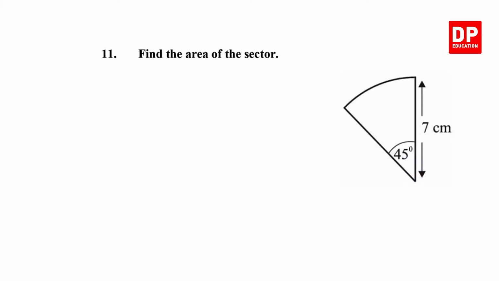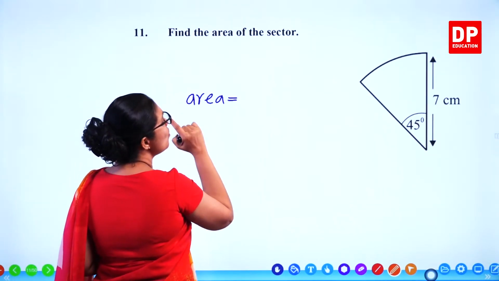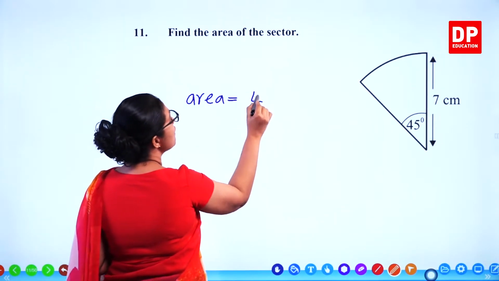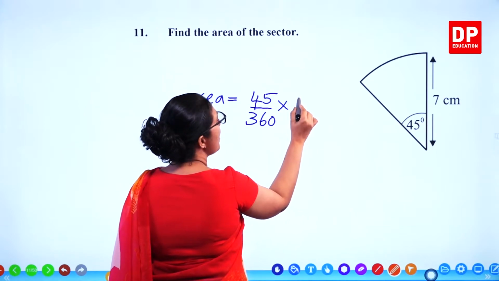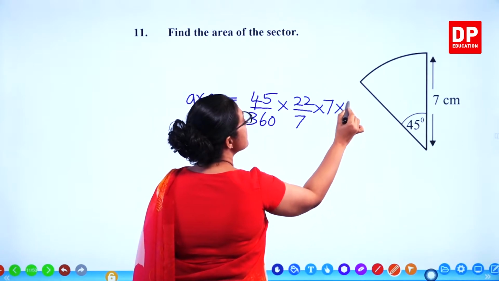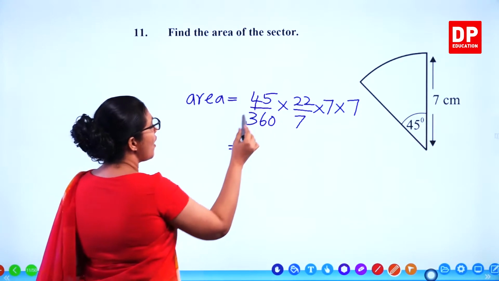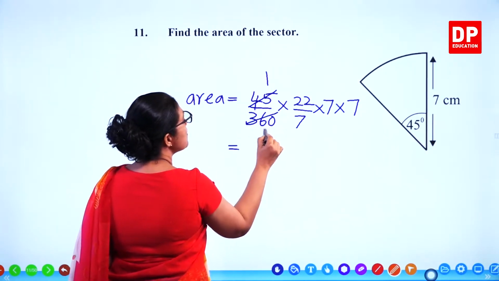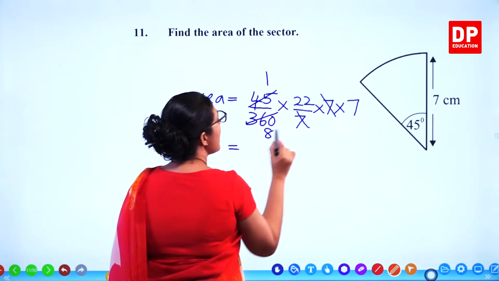Question number 11. Find the area of the sector. So 45 is the angle at the center. So what is the area? Area is equal to 45 over 360 into pi r square. 22 over 7 into r is 7. R into r. 45 over 360 is 1 over 8. 8 times of 45. That's 360. 7, 7 get cancelled out.